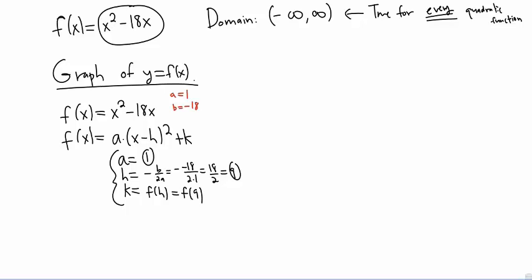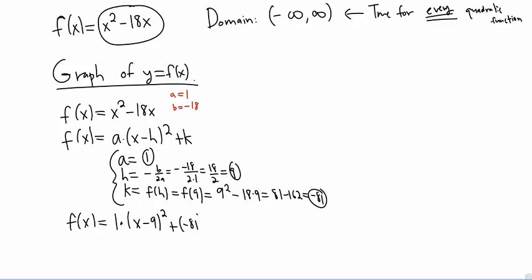And k is always f of h, which is f of 9. And to find a numerical value of f of 9, let's plug 9 into the formula for f that we have, the standard form formula. Minus 81. So f of x equals 1 times quantity x minus 9 squared plus minus 81. We simplify this formula, we get x minus 9 quantity squared minus 81.